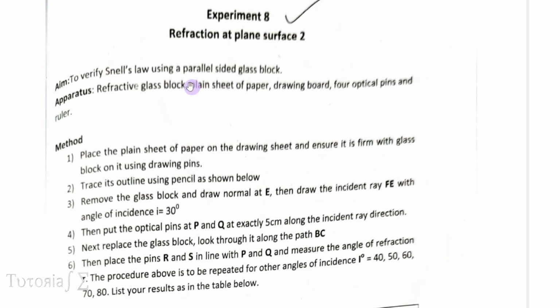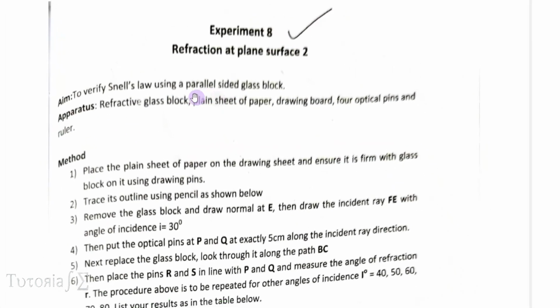Now, in today's lesson, we are going to look at this experiment and we'll just basically focus on how to draw a graph. So I'm just going to peruse through what this experiment was about, then we'll go into the drawing of the graph. So the aim of this experiment was to verify Snell's law using a parallel sided glass block. So what we needed is a refractive glass block, plain sheet of paper, drawing board for optical pins, and a ruler. Methods: place a pin.